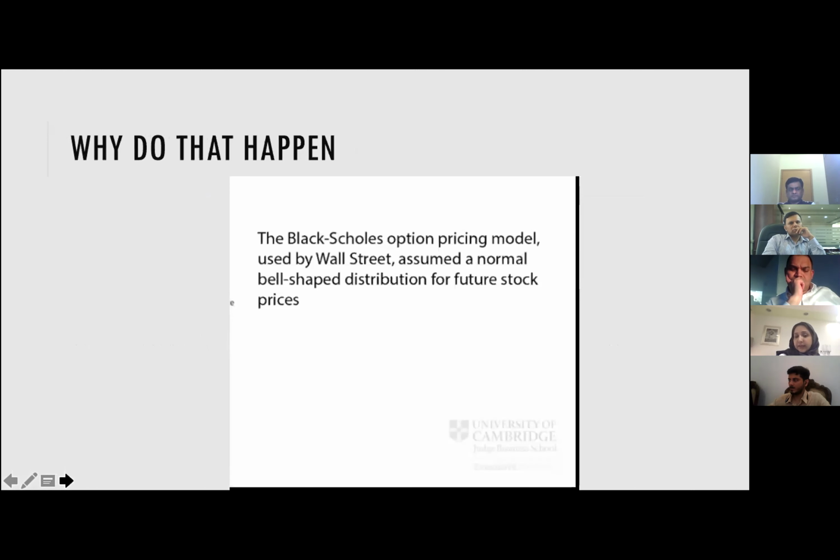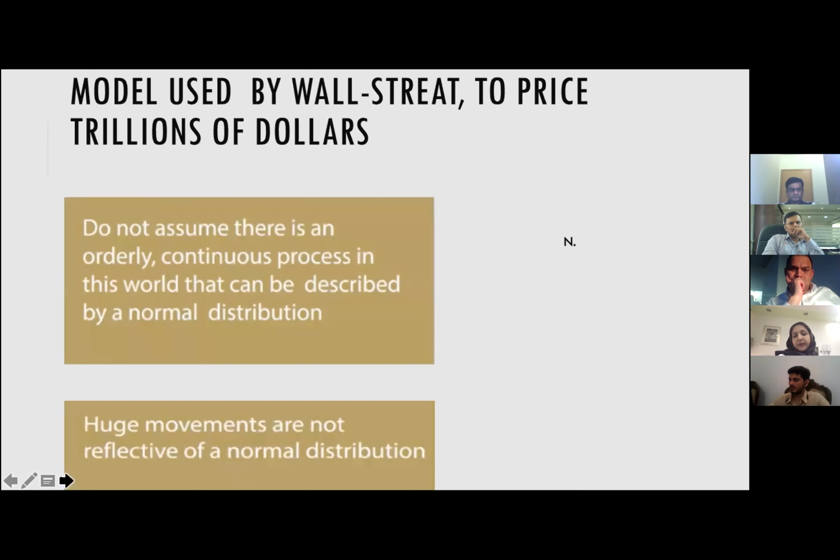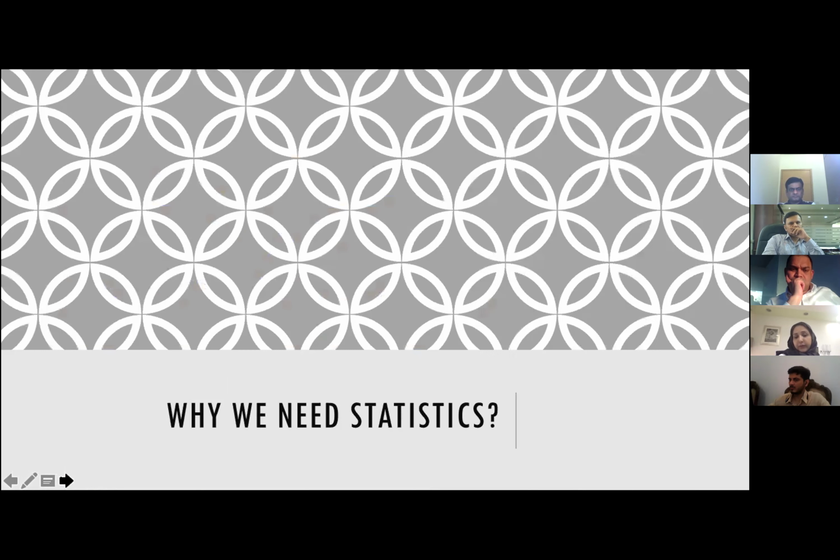What we needed, the take-home message, is that the Black-Scholes option pricing model used by Wall Street assumed a normal bell-shaped distribution, even for future stock prices. And this definitely is not the case. We should not assume there is an orderly continued process in this world that can be described by a normal distribution. And the impact seems to be huge, actually. Huge movements are not reflective of a normal distribution.